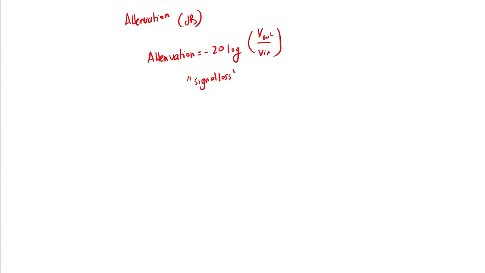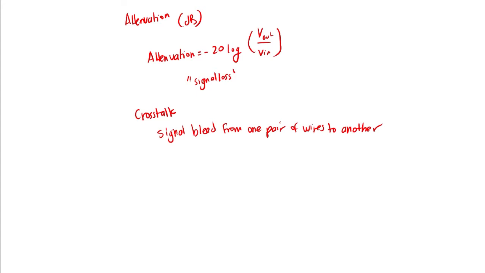And then we also have crosstalk, which is whether we have signal bleed from one pair of wires to another.